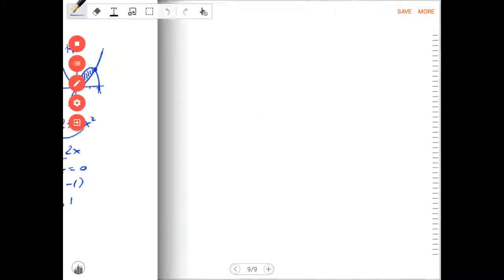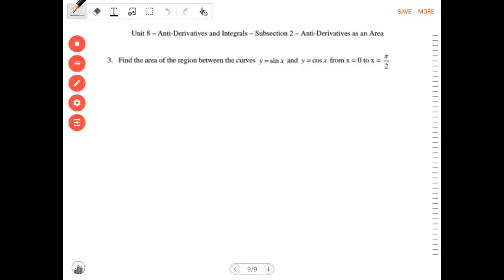Okay, and last one, everybody. Okay, so find the area of the region between the curves sine x and cosine x for x equals 0 to x equals pi over 2. Wow, that's going to be a tricky one. So we need to reach back from our trig unit in Math 31 and the trig unit in Math 30-1.